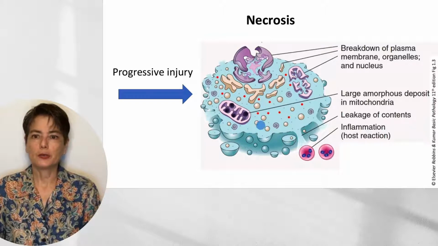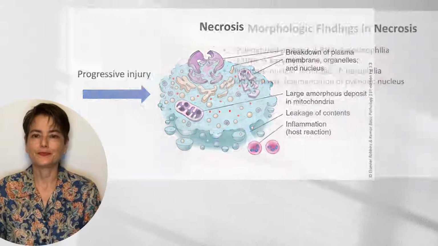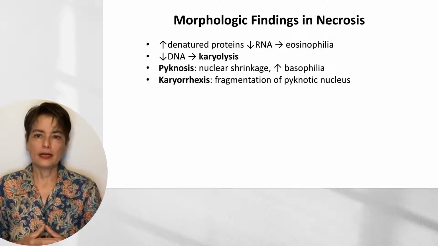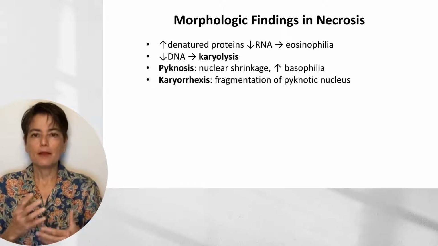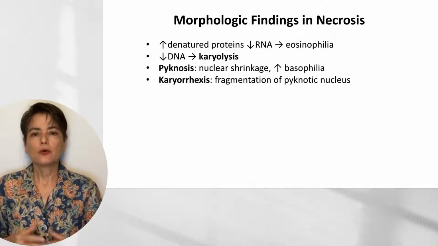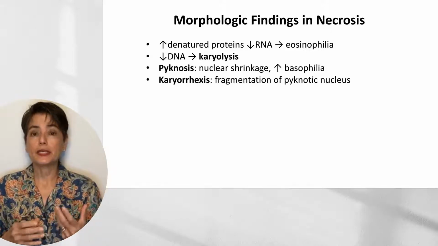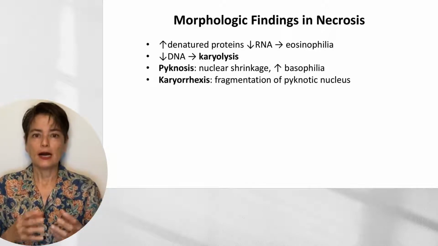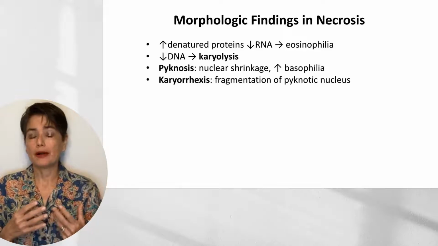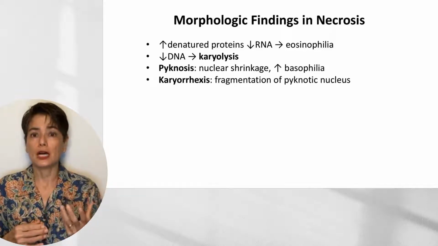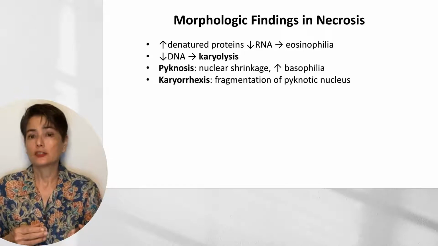And then ultrastructurally, we can see these larger deposits in the mitochondria. Again, not something typically useful to the practicing clinician. So what do we see in necrosis? And I'm going to tie it back to what causes it. So when you have that decreased pH, we're going to get an increase in our amount of denatured proteins. And denatured proteins are going to bind very tightly to our dye that we use, eosin, which is red. So that's going to make the cell look a little bit more red or eosinophilic.